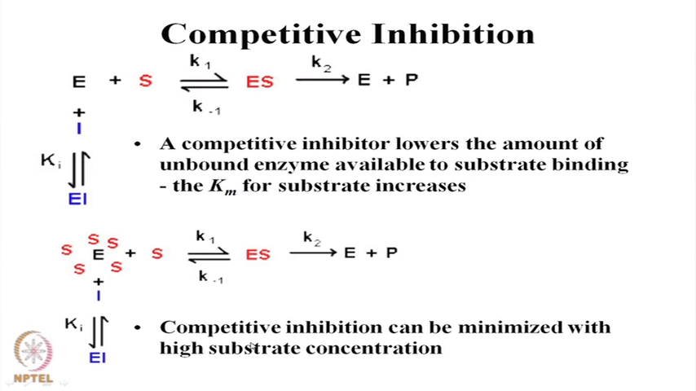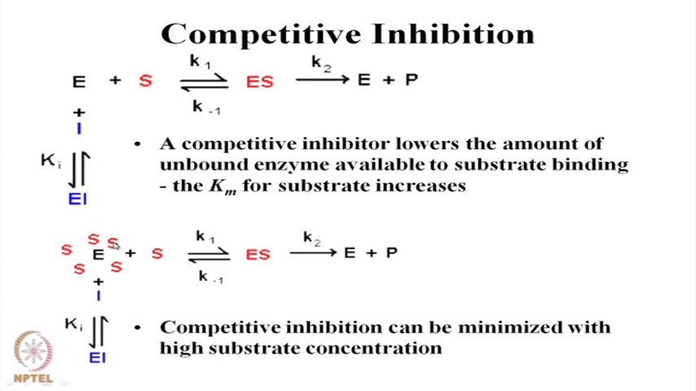So competitive inhibition can be minimized with high substrate concentration. It cannot be eliminated, but it can be minimized. That is, the effect can be minimized with high substrate concentration. Okay? So what is happening for your competitive inhibition? A competitive inhibitor lowers the amount of unbound enzyme available to substrate binding, and thereby Km for substrate increases. And if we increase the concentration of your substrate, then competitive inhibition remains, but the effect is minimized, because more substrates are there. So the probability that the substrate will bind to enzyme is more, as a result of which your normal reaction path is more promoted compared to this inhibition path.